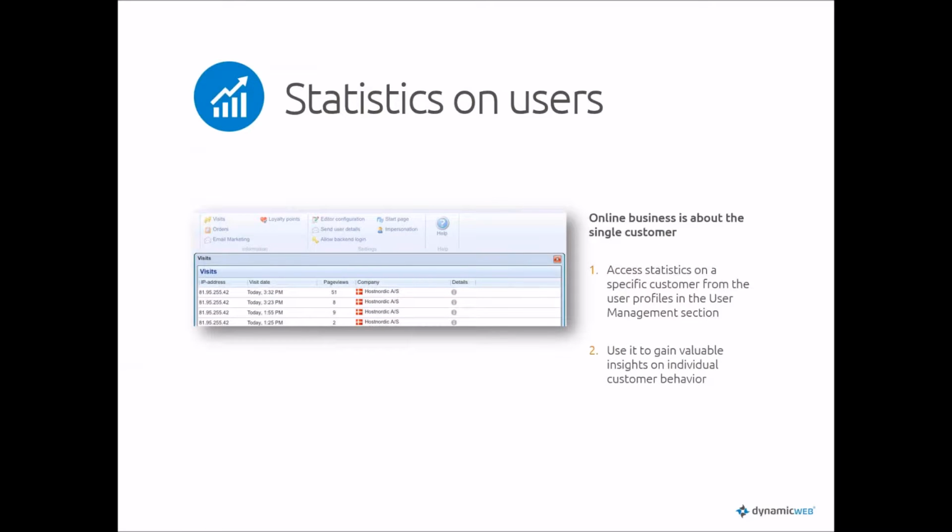Taking a look at some other things that we've added is statistics on users. So I can see I have a user here. So if I go into user management and find a user that is known to my system, I can now go and click on the visits button up here, and I get a list of all his previous visits, and I can click on the details and get all the information on this visitor. What pages did he see, what products did he see, and so on.